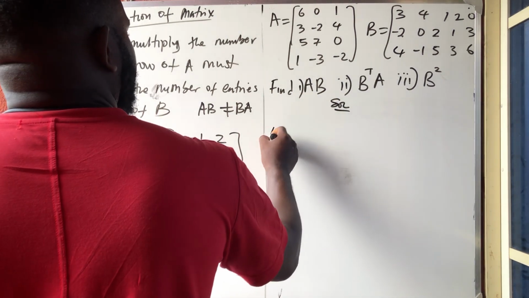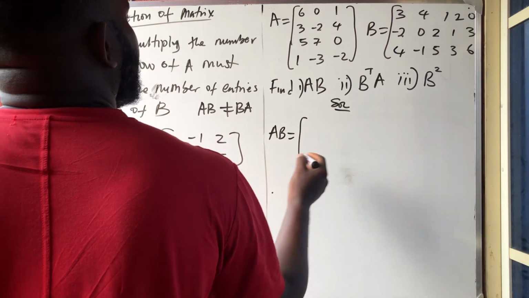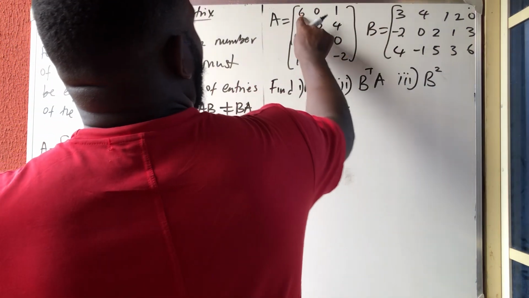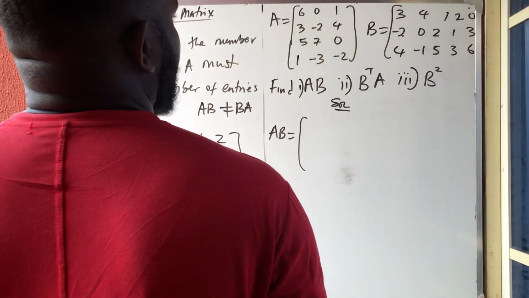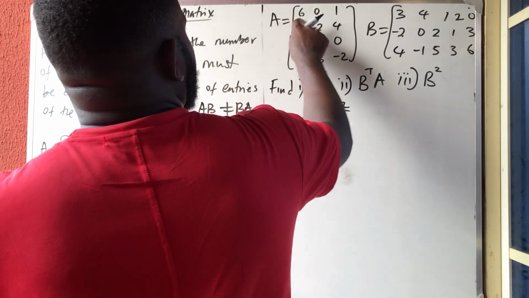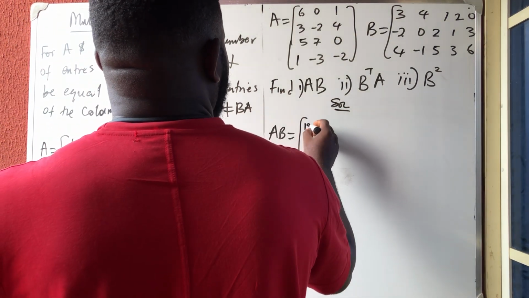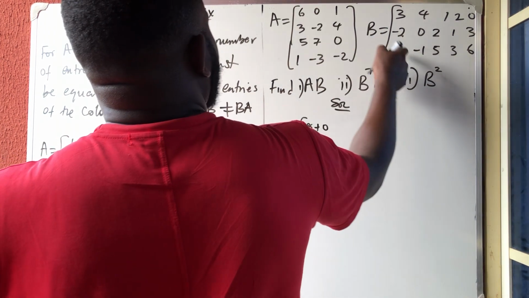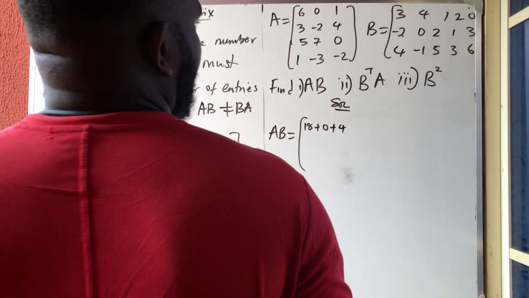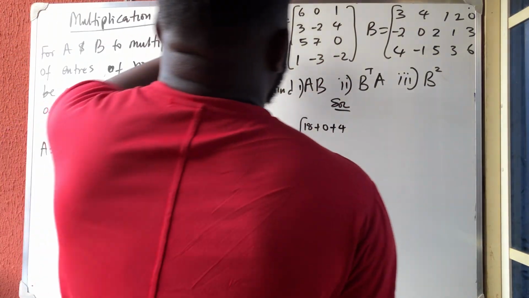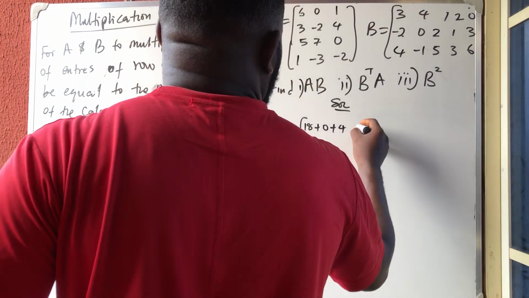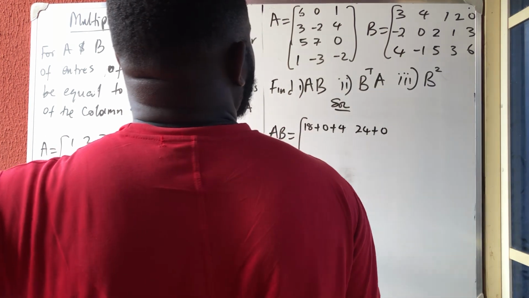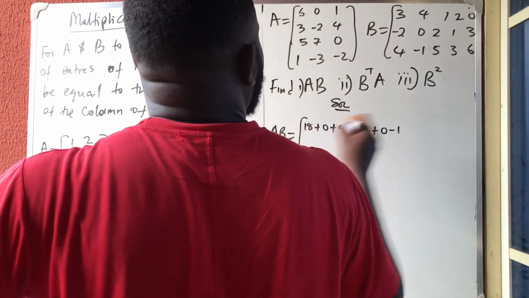Now first of all, let's find AB. Let's do it direct, this into this. First of all, 1, 2, 3 and 1, 2, 3, they can work. Let's start from the first one. 6 times 3 is 18. 0 times minus 2 is 0. 1 times 4 is 4. I'm done with this one. Let's go to the next one again. 6 times 4 is 24. 0 times 0 is 0. 1 times minus 1 is minus 1.